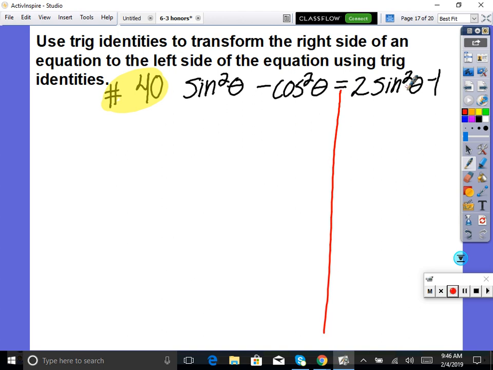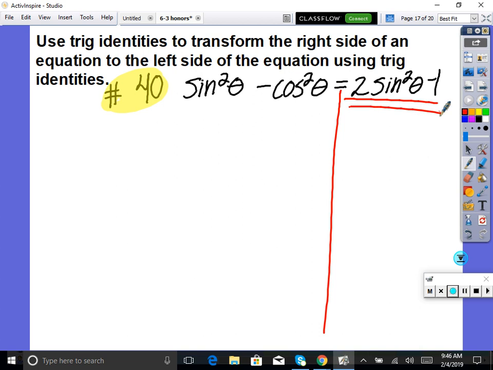Do not move from one side of the equation to the other. That's not how these work. Okay. So if we look at this, we have sine squared theta minus cosine squared theta equals 2 sine squared theta minus 1. Now, because we know where we're going with it, it's going to be a lot easier.